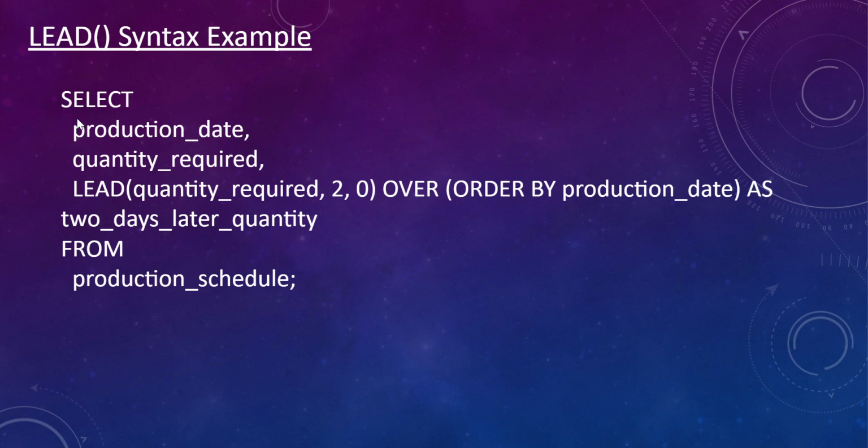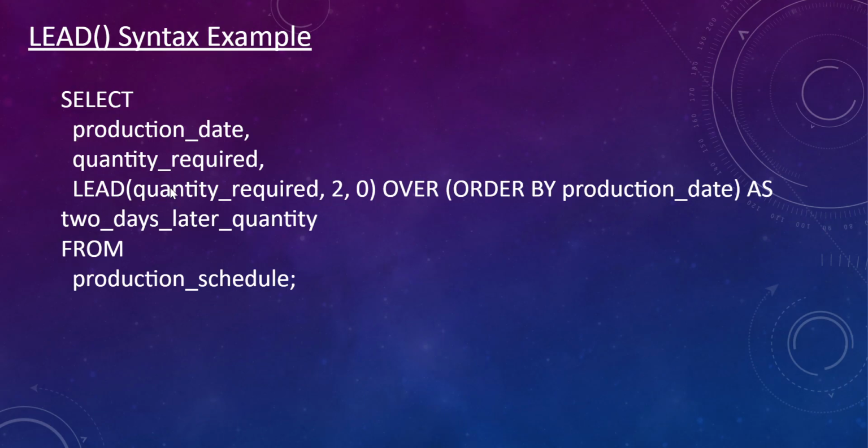It's the same example that I have taken for lag. For a particular month, for example, you are analyzing the data, and you again have two columns in the table: production schedule, production date, quantity required. And you want to know how much quantity was required 2 days after a current date. For a current row, you are interested to also know how much quantity was required 2 days later, at the time whose data you are analyzing. So that time you can use this lead function again.